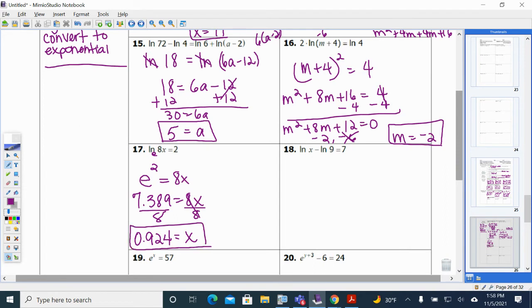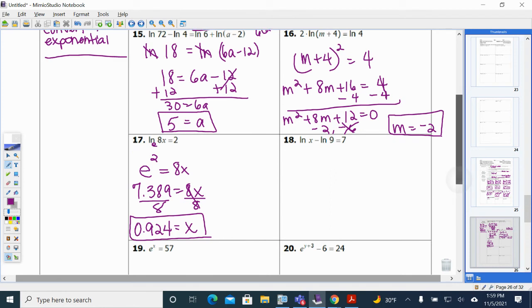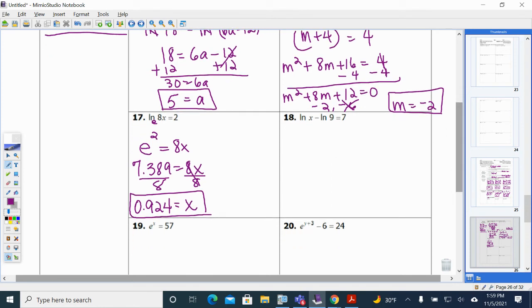Same thing on number 18. There's a log on just the one side, so we need to change this to exponential. However, on number 18, before we change it to exponential, we first need to condense the left side. So natural log of x minus natural log of 9 is going to condense to natural log of x divided by 9, and that's going to equal 7. So again, converting this to exponential is going to be e to the 7th equals x over 9.